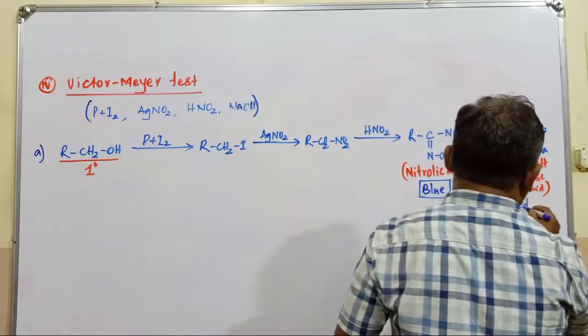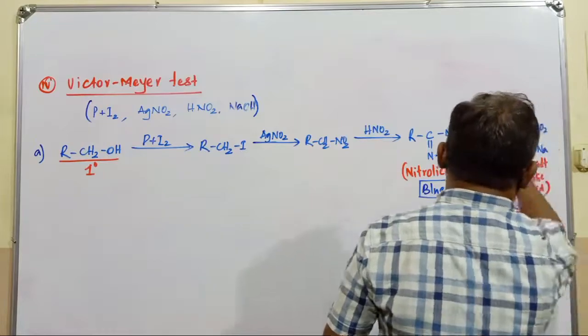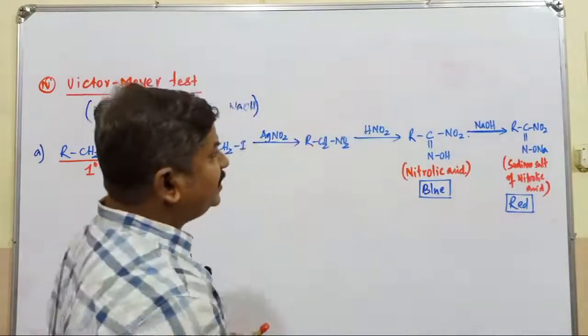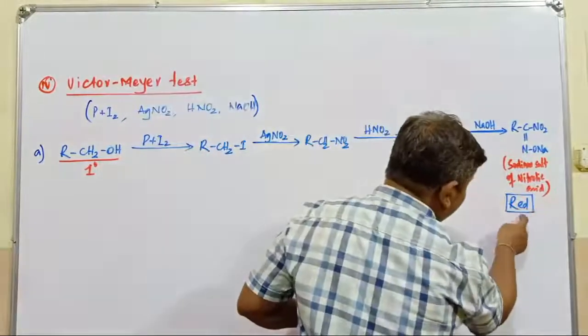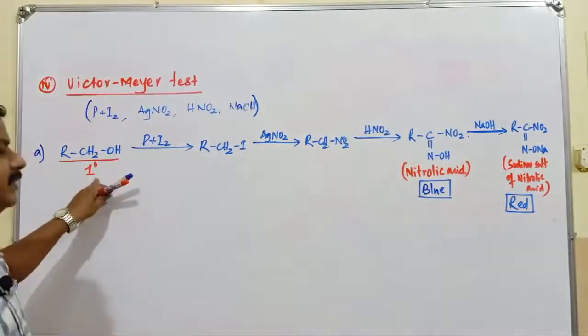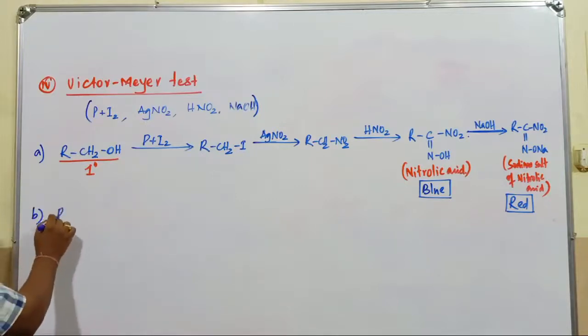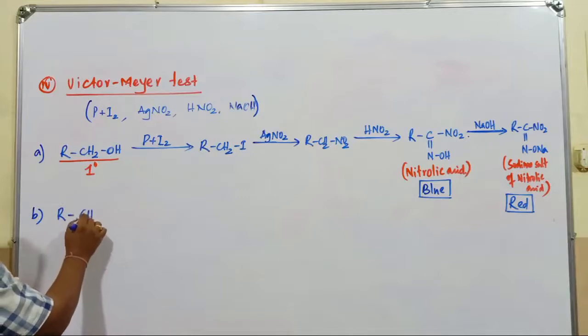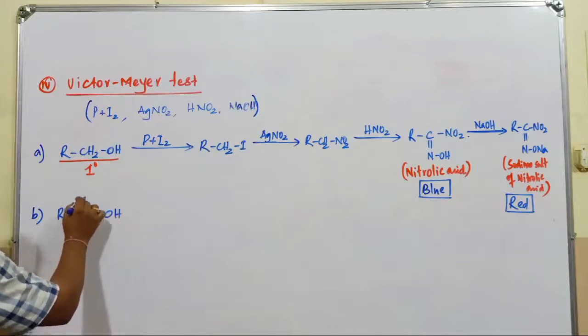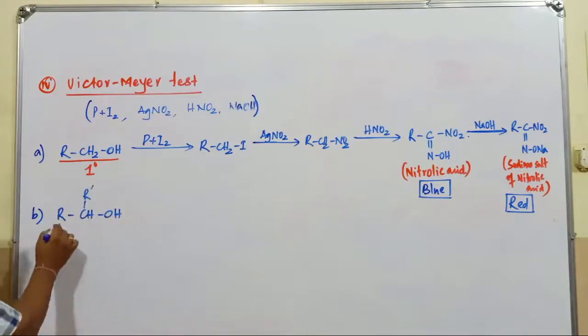Red color after addition of sodium hydroxide. After addition of sodium hydroxide, finally the color is going to be red. The given alcohol is going to be which one? Primary alcohol. Afterwards, I'll make it very simple. Second one, B. This is RCH(OH)R', a secondary alcohol.